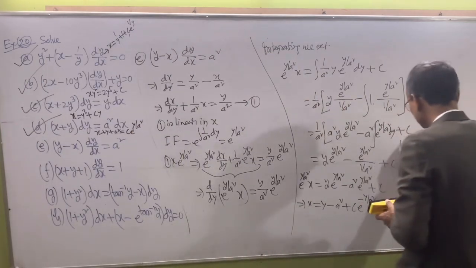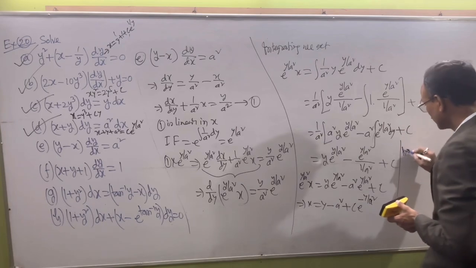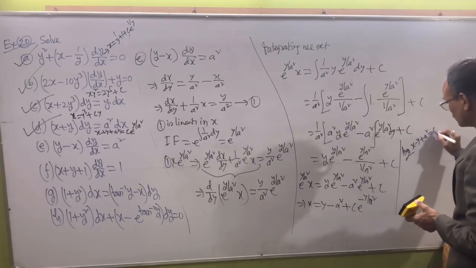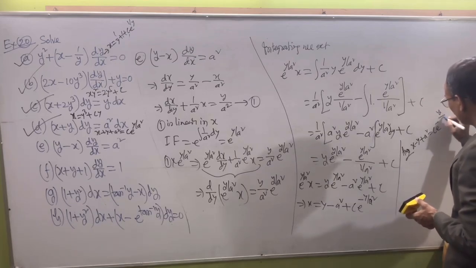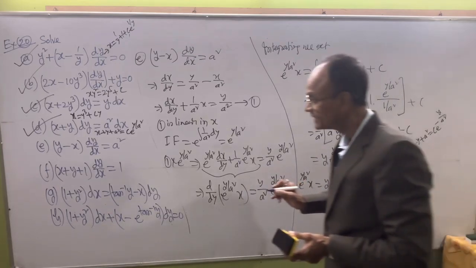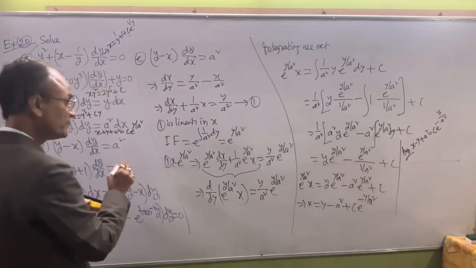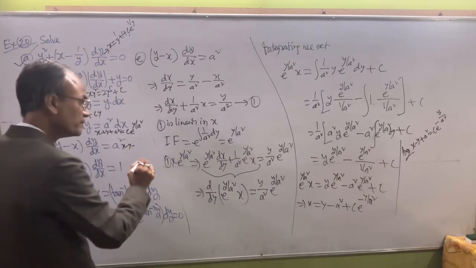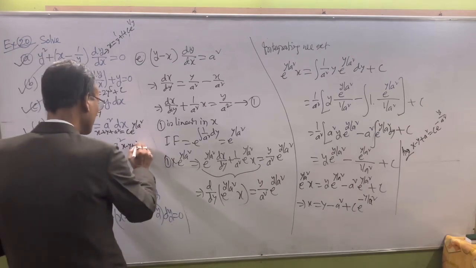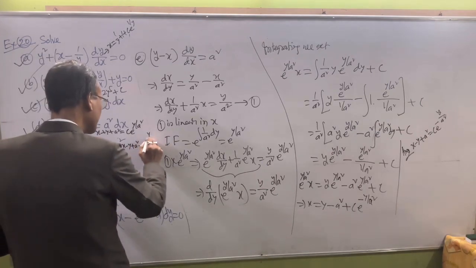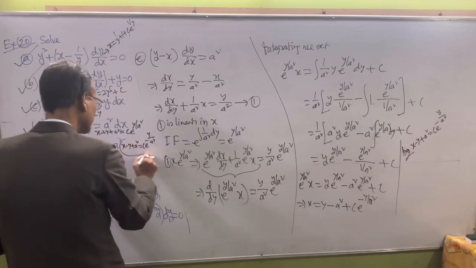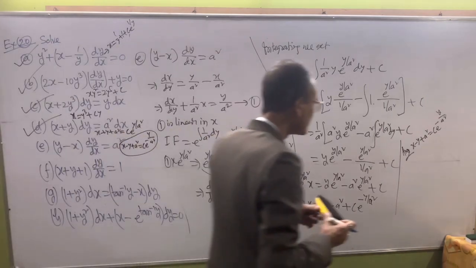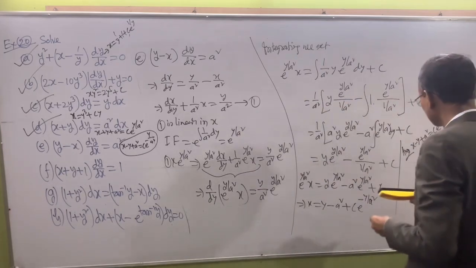Therefore, what is the answer? The answer should be x minus y plus a square equal to c e to the power minus y by a square. You may write like this also. The answer of this is x minus y plus a square equal to c e to the power minus y by a square. x minus y plus a square equal to c into this.